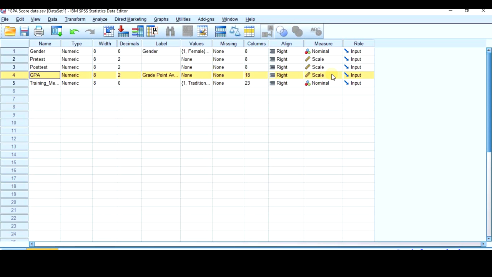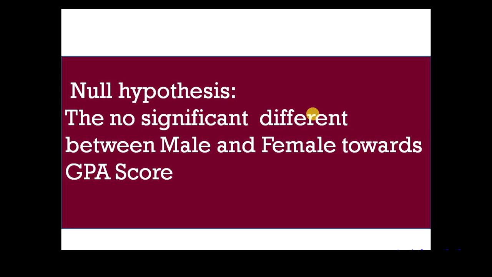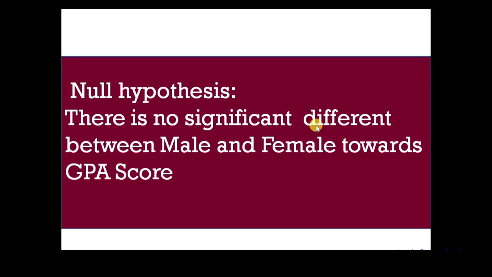So I'm clarifying my objective, what I want to analyze. I want to analyze whether there is any significant difference between male and female towards GPA score. I'm stating the null hypothesis: there is no significant difference between male and female towards GPA score. This is my null hypothesis.